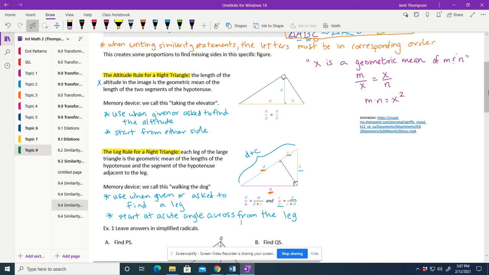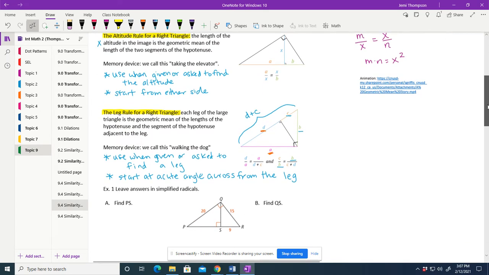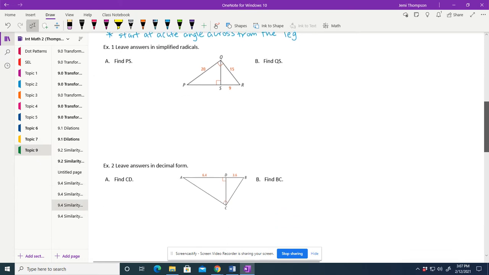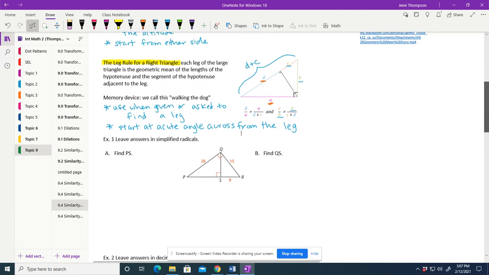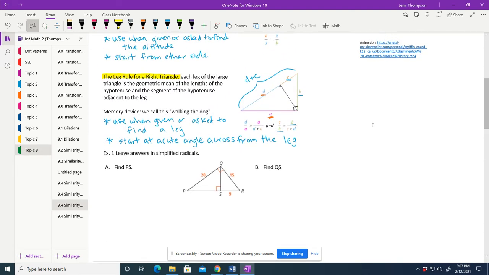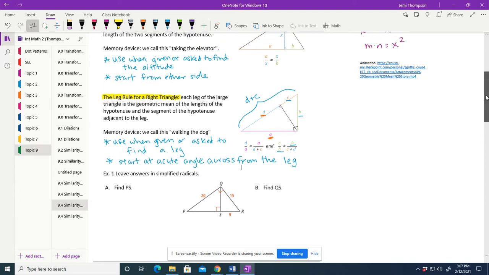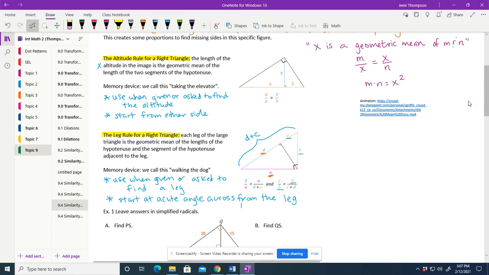Great. So these examples are going to be a little redundant. I'm going to make sure that I go really slow through the first one, and then it might speed up as we go. Actually, before we get into that, I do want to show you this animation. One of my team members, another teacher that I have the pleasure of working with, created this animation to show you what it looks like to apply these rules and to go with these memory devices that we call taking the elevator or walking the dog.